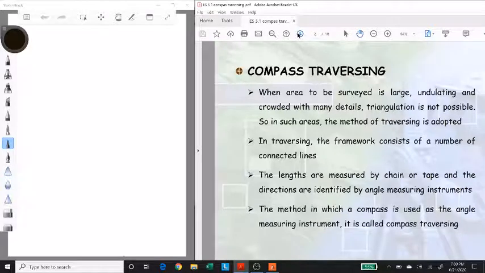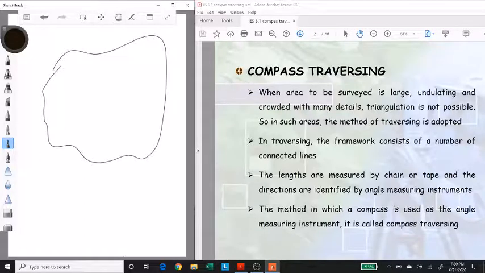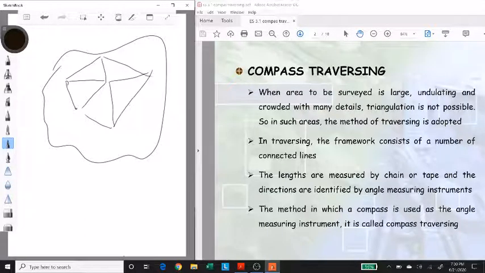Basically both are used to gain horizontal or vertical control over an area. If this is the area that you want to survey, triangulation is when you choose points and then you join them by making triangles. In this process, first you choose one line. Let's say I have chosen this line AB as my baseline.